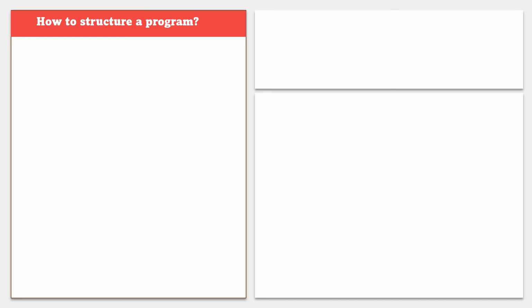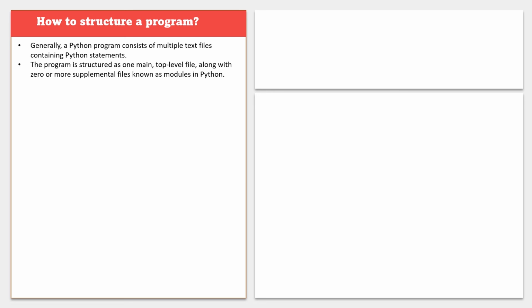Generally, a Python program consists of multiple text files containing Python statements. The program is structured as one main top level file, along with zero or more supplemental files known as modules in Python. Let's understand better using an infographic.